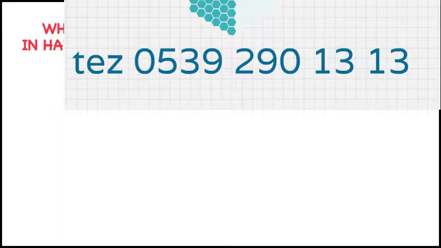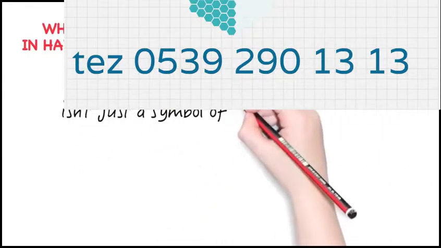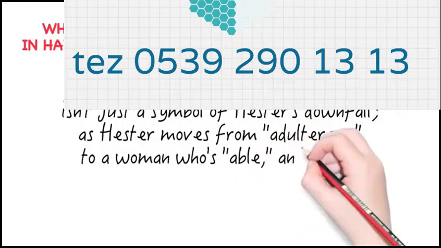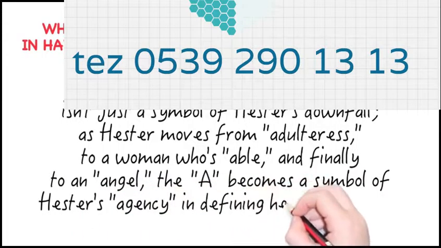Question: What role does the scarlet letter A play in Hawthorne's novel, and why is it important? Finalized thesis, version 2: In The Scarlet Letter, the letter A isn't just a symbol of Hester's downfall. As Hester moves from adulteress to a woman who's able, and finally to an angel, the A becomes a symbol of Hester's agency in defining her own identity.